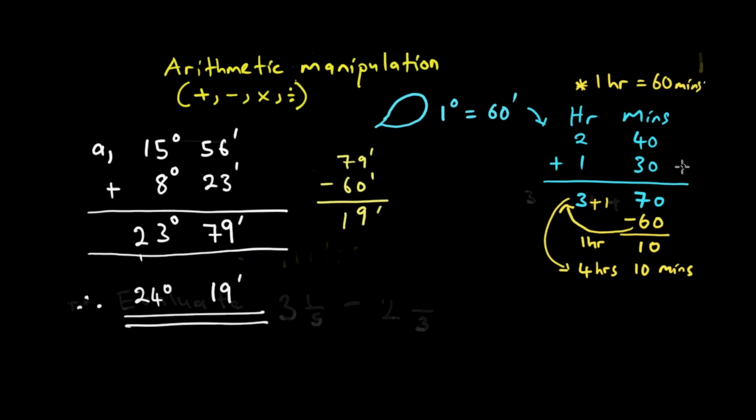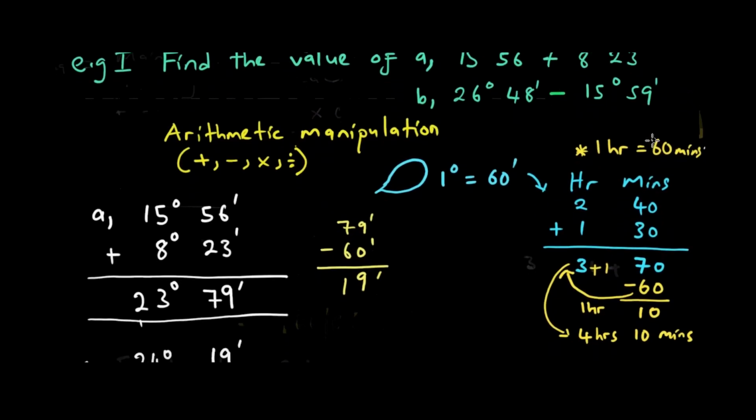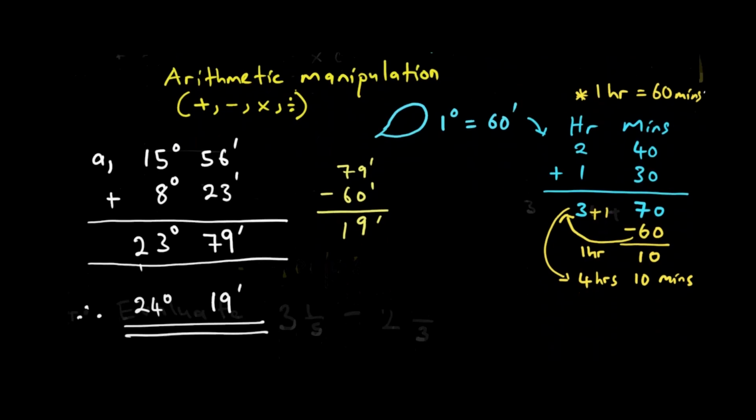All right, let us go over to part B of our question. Irikuti 26 degrees 48 minutes minus 15 degrees 59 minutes. Saka for our part B, we are going to subtract 26 degrees 48 minutes minus 15 degrees 59 minutes.